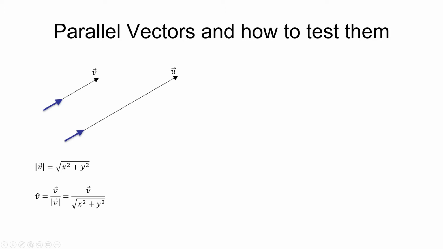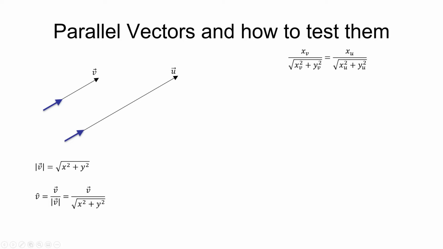So, let's take the first coordinate x of the direction vector of v, which is the x-coordinate of the vector v, or xv, divided by the magnitude of the vector v. And this should be equal to the x-coordinate of the vector u, divided by the magnitude of the vector u. We have now the first condition testing if the vectors v and u are parallel. But this formula can be simplified.